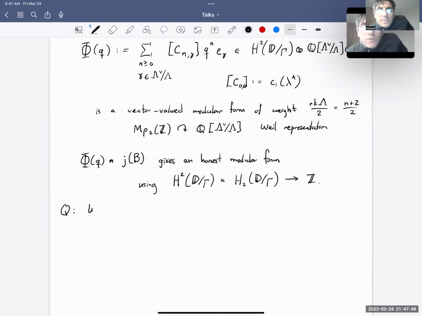Modular form for SL2Z, no? Even or SL2? Well, yeah, for Mp2Z, the way I've written it, but that's basically just a mild generalization. You can take it to be SL2Z with higher level if you like. That's equivalent. So this is a modular form in the classical sense.